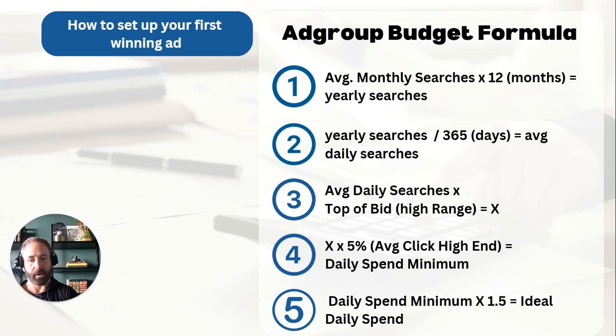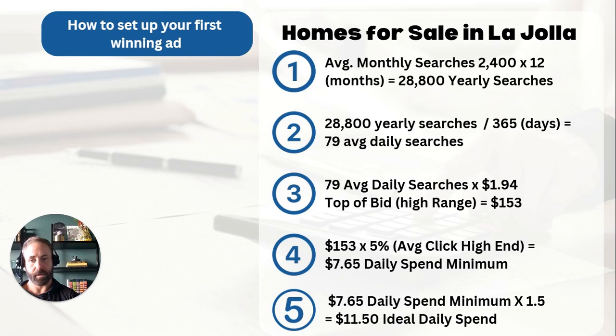And then I usually multiply it by 1.5 for the ideal daily spend, because I want to make sure that I'm at the top. I don't want to run out of ad spend. I want to make sure that I get as many of the searches for people that do homes for sale in La Jolla, but I'm sitting at the very, very top. So let's actually look at the example for sale in La Jolla.